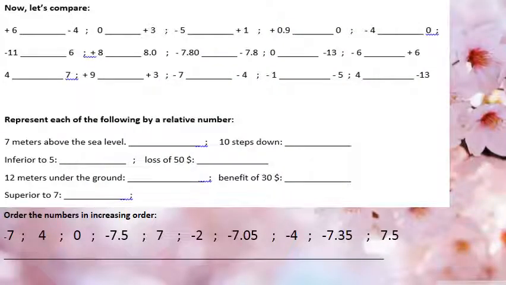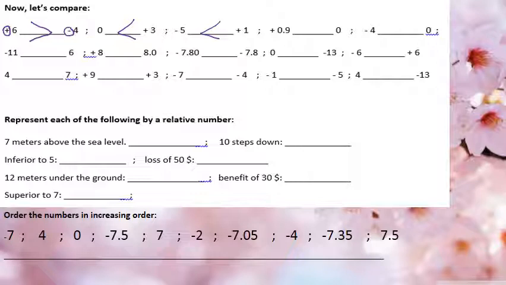Now let's compare these relative numbers. We have plus 6 and minus 4. Here the sign is positive and here the sign is negative. Whenever we compare a positive with a negative, the positive is always greater than the negative. 0 and plus 3, 0 is always less than all positives. Minus 5 and plus 1, all negatives are less than all positives.